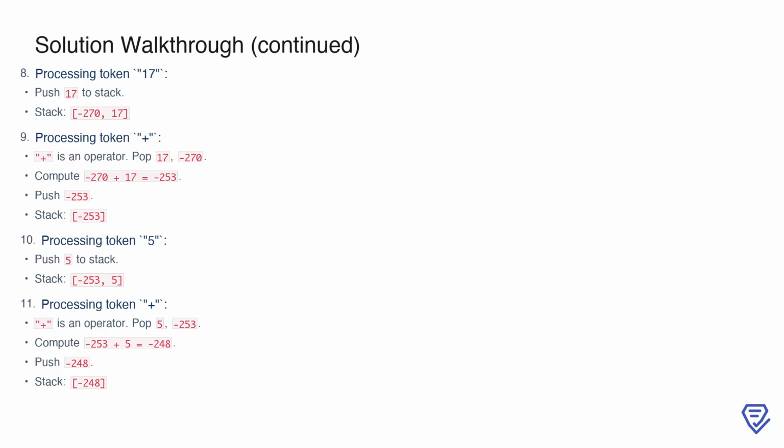After that, the token 5 is processed. Being a number, we convert it to an integer and push it onto the stack, resulting in -253, 5. Finally, the token plus is processed. As an operator, we pop the last two numbers from the stack, which are 5 and -253. We compute the addition -253 plus 5, which equals -248, and push the result back onto the stack. The stack now contains -248.